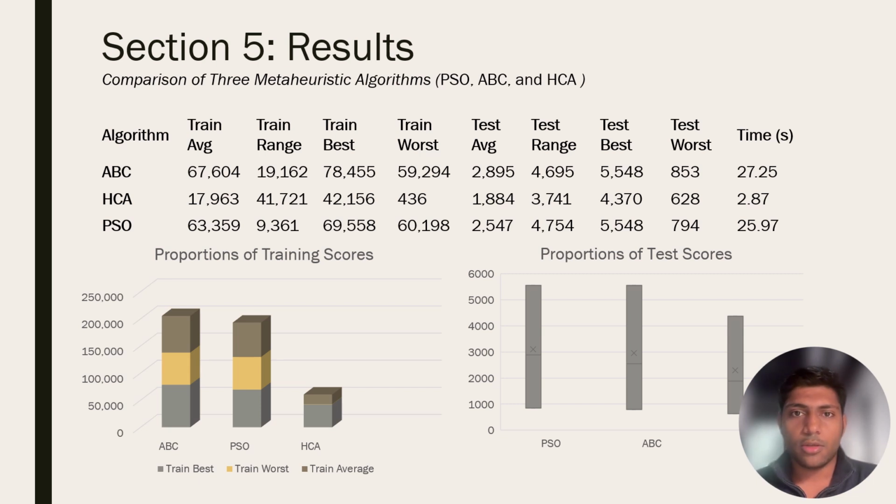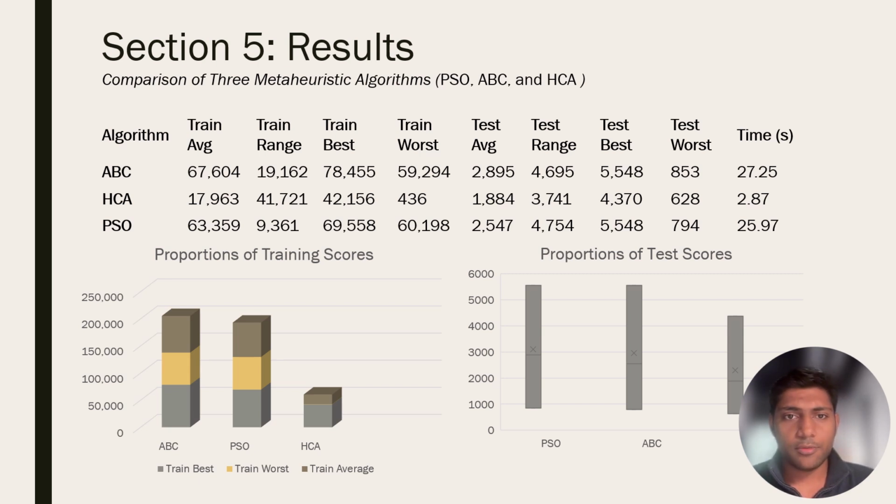Now I'll walk you through the performance summary of our three meta-heuristic algorithms: the particle swarm optimization, the artificial bee colony, and the hill climb algorithm evaluated on optimizing Bitcoin investment strategies. So this table shows the results averaged over 10 rounds. So let's get through it.